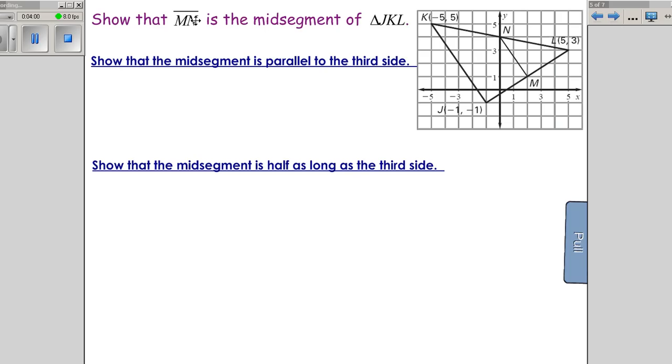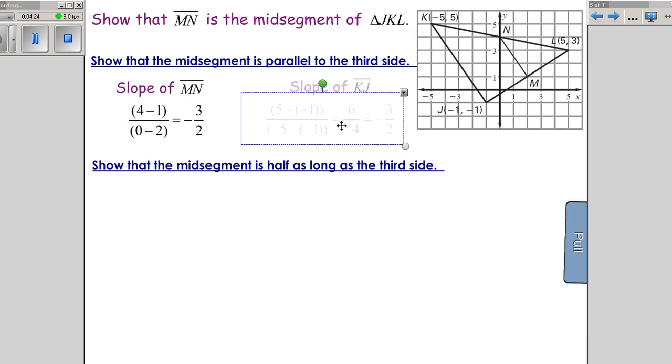So we want to show that MN is the midsegment of triangle JKL, and in order to show that it's parallel to the third side, we're going to want to find the slope of MN, and we're also going to want to find the slope of JK. The slope of MN, we will use the slope formula, and we find out that the slope is -3/2. If we find the slope of KJ, we'll find that it's also -3/2.